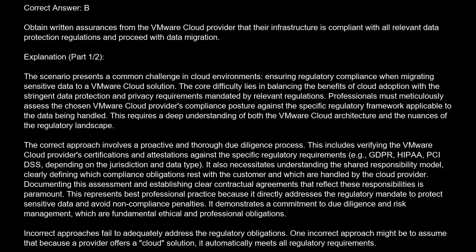The correct answer is B. Obtain written assurances from the VMware cloud provider that their infrastructure is compliant with all relevant data protection regulations and proceed with data migration. Explanation.